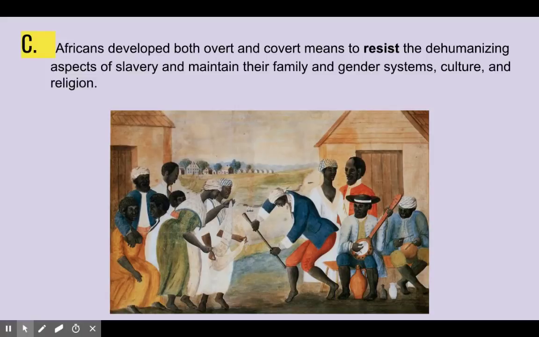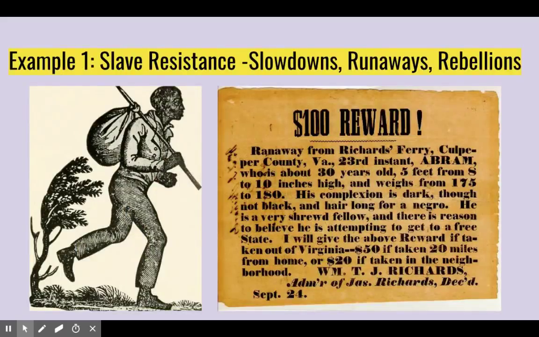And the last point I'm going to make is that Africans developed both overt and covert means to resist the dehumanizing aspects of slavery and maintain their family and gender systems, culture, and religions despite slave codes that were passed throughout the colonies. So here are some forms of resistance. Slowdowns means slowing down work on plantations, pretending to be ill, starting fires, accidentally breaking tools. That was one of the easiest ways, and very dangerous, but easiest ways to resist working on a plantation and trying to throw a wrench in slavery, if you will.